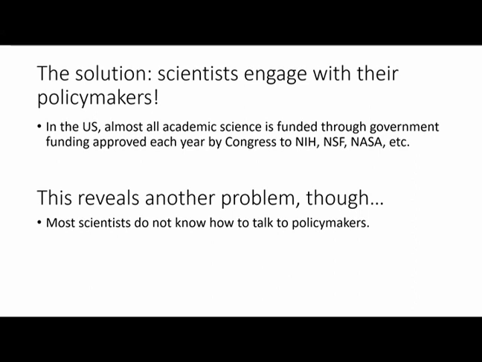Obviously, it depends on your government. It's easier in some governments than others, but here in the US, you have to learn to think about where your science funding comes from. In the US, almost all academic science is funded through government funding approved every year by Congress's Appropriations Committee to the National Institutes of Health, National Science Foundation, NASA. This reveals that problem that I talked about, though. Most scientists do not know how to talk to policymakers.